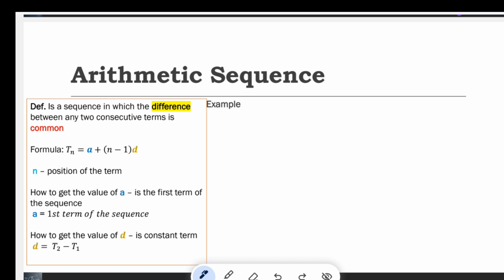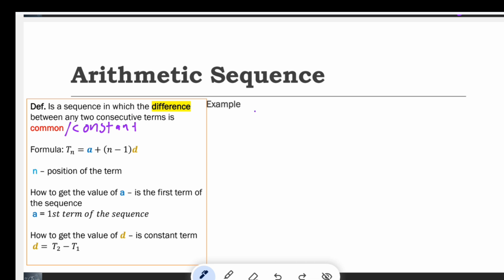Moving forward, we are now on arithmetic sequence. What is an arithmetic sequence? An arithmetic sequence is a sequence in which the difference between two consecutive terms is common, or constant. I like to use the word constant. What do I mean by that? Let me just show you a quick example.